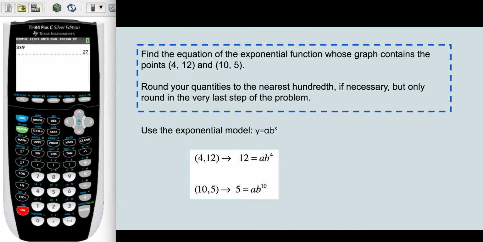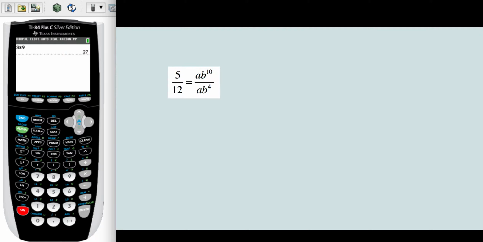We'll take those two equations and stack them in a proportion. I usually put my equation with the greater exponent in the numerators. Once you're here, you should notice that the a's are going to cancel out, and then you can work on reducing those b quantities with the properties of exponents. You'll get 5 twelfths equals b to the 10 minus 4. That means that 5 twelfths will equal b to the 6th, and we need to isolate b.